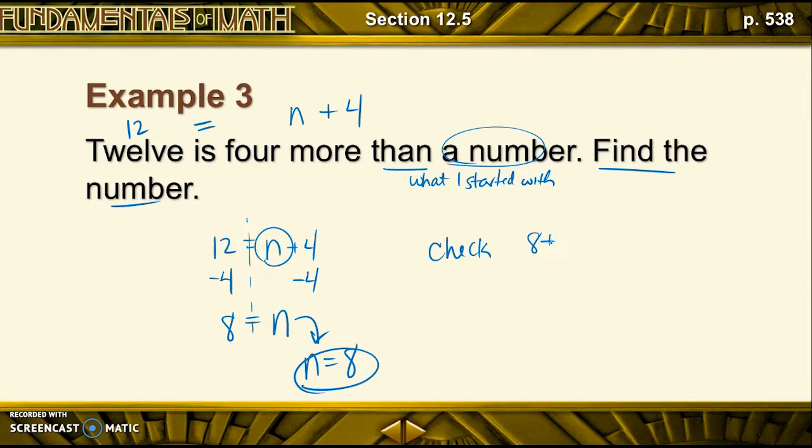So we have 8 plus 4, which is 12, and I was going for 12, so 12 does equal 12. My answer does check out.